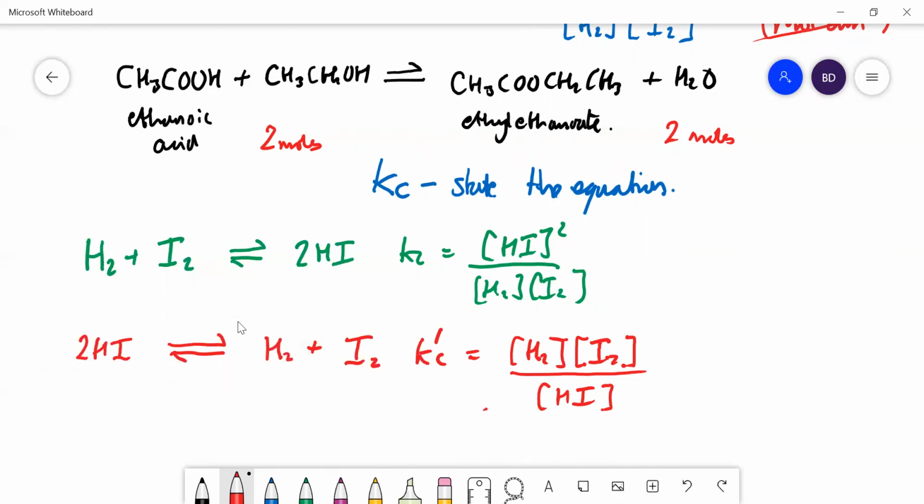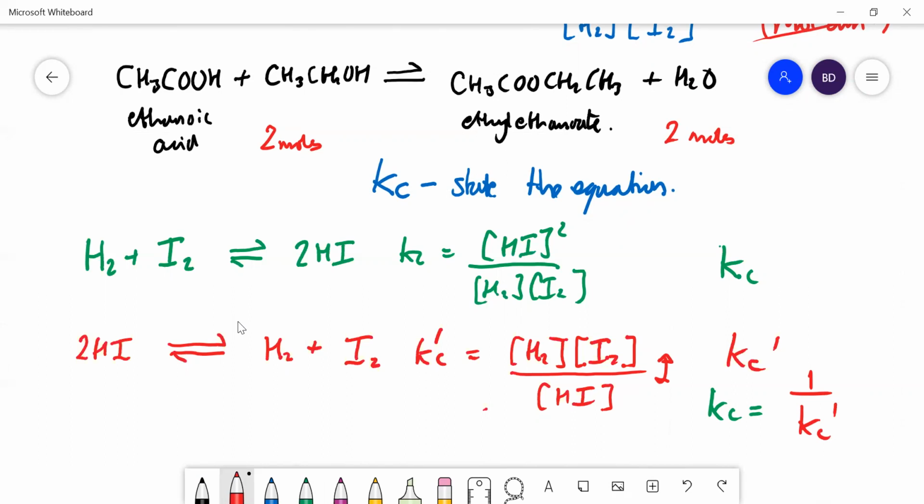Now, what is the relationship between this Kc, the green one, and the red one? Well, you can probably see that all you're doing is turning this fraction upside down. So it's the reciprocal. So in that case, Kc would be equal to 1 over Kc dashed.